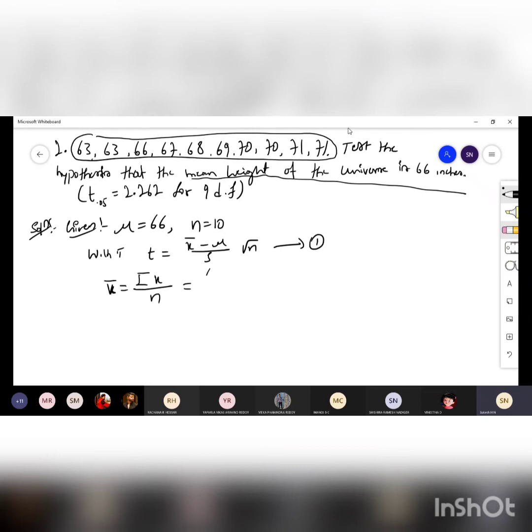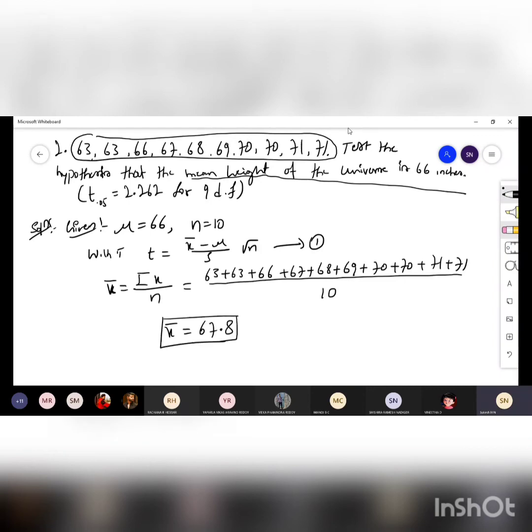So what is summation x? 63 plus 63 plus 66 plus 67, 68 plus 69 plus 70 plus 70, 71 plus 71. Whole divided by 10. So now you will get x bar value as x bar is equal to 67.8. Please all of you verify with your calculators whether you are getting the same answer or not. Then by using the same given values we needed to find out s square.